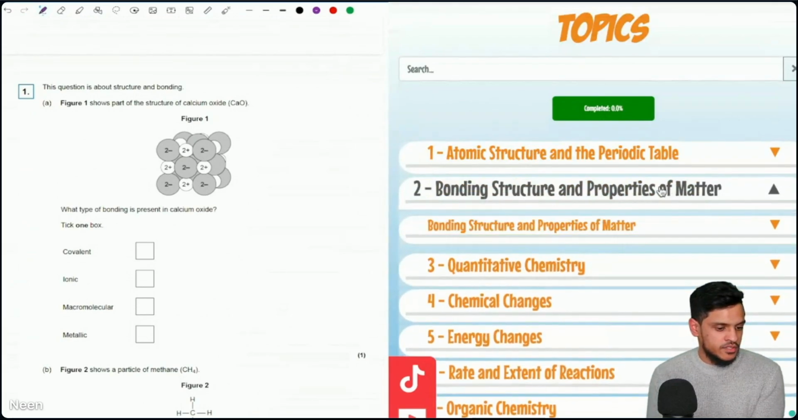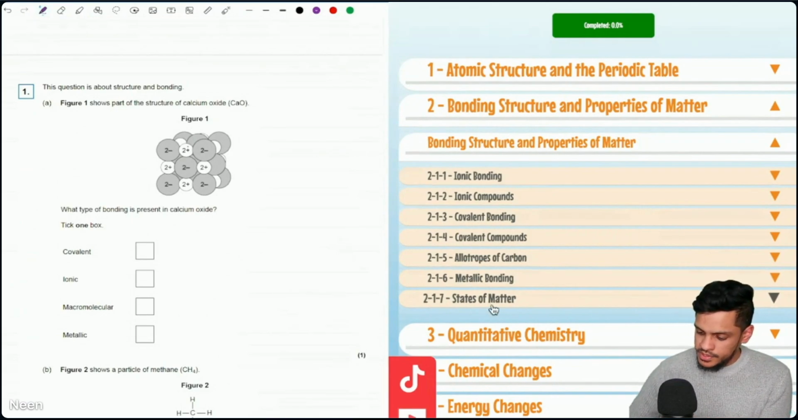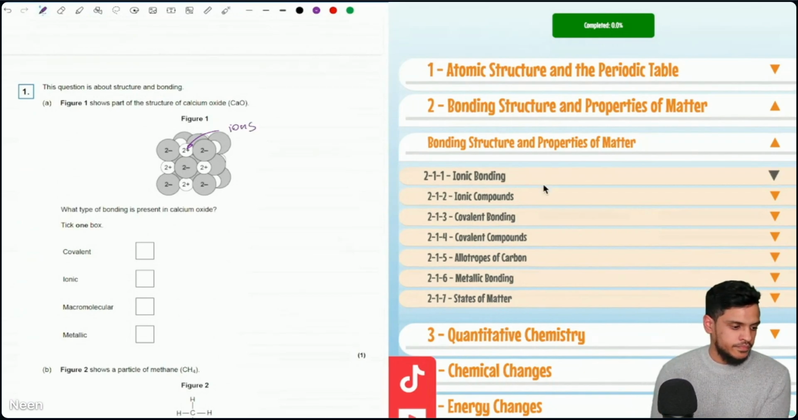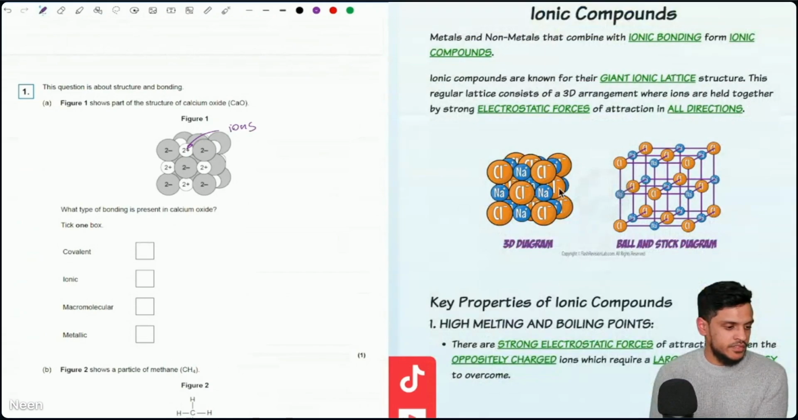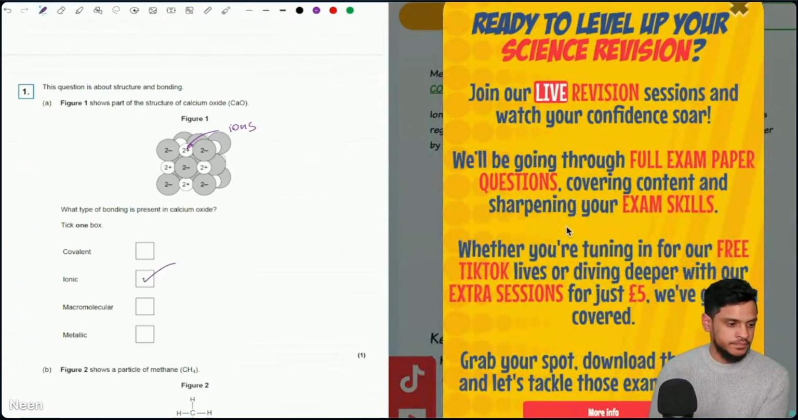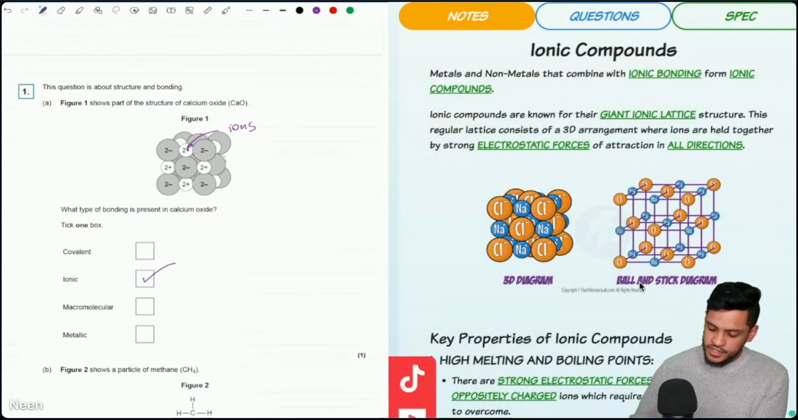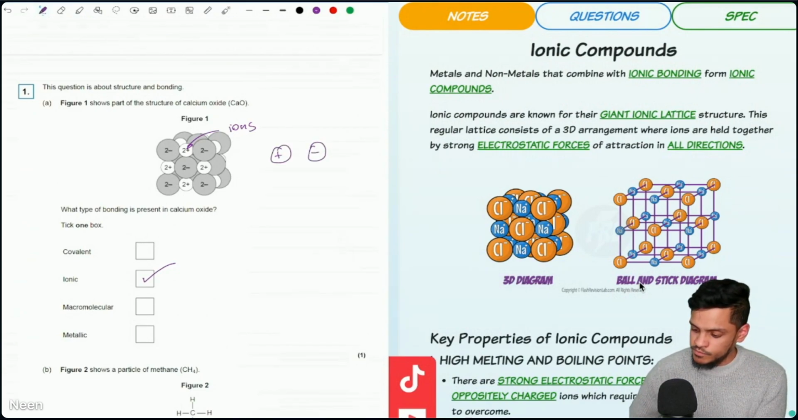So this is in the bonding topic. It's either going to be ionic, covalent, or metallic. What are these things here? These are ions. I've got a similar diagram here. This is ionic bonding. So in ionic bonding, you've got oppositely charged ions, positively charged ions and negatively charged ions. They're attracted to each other with electrostatic attraction.